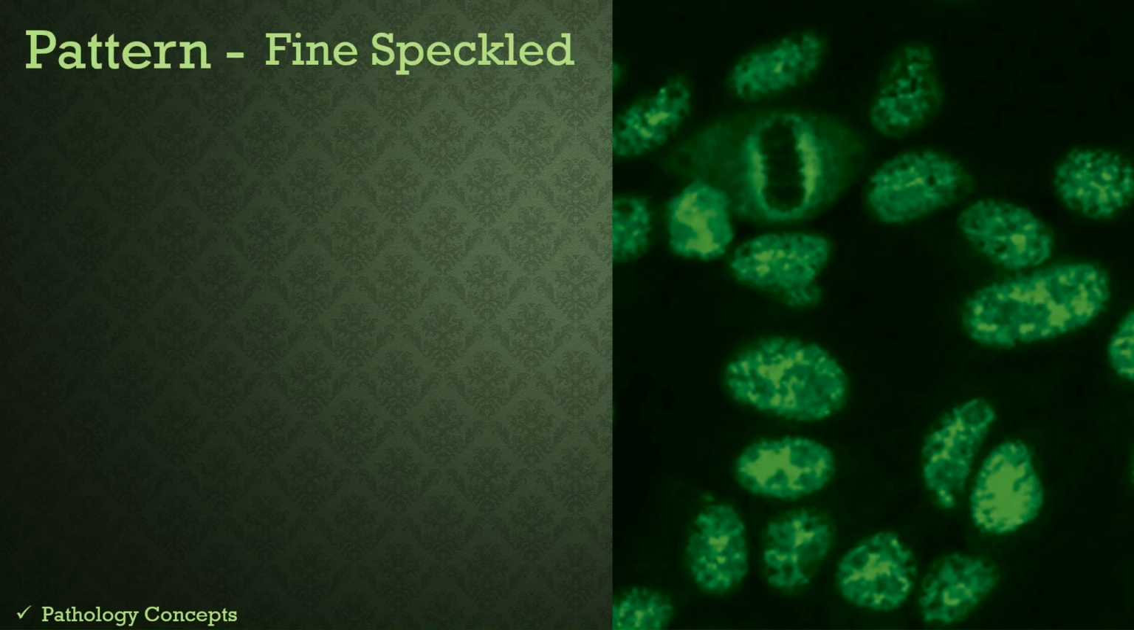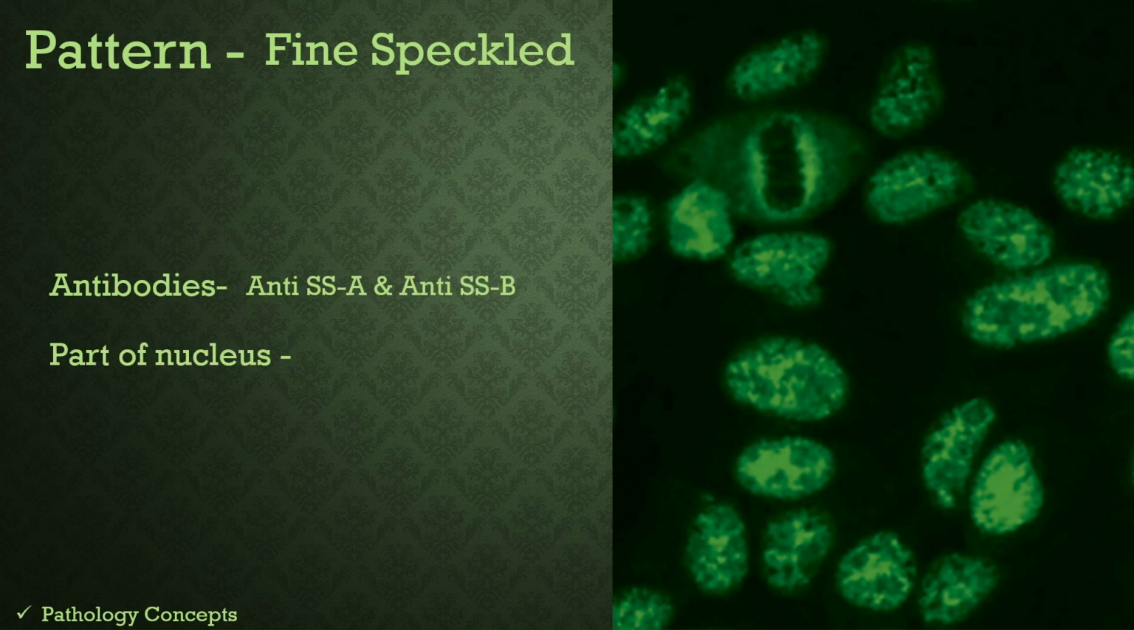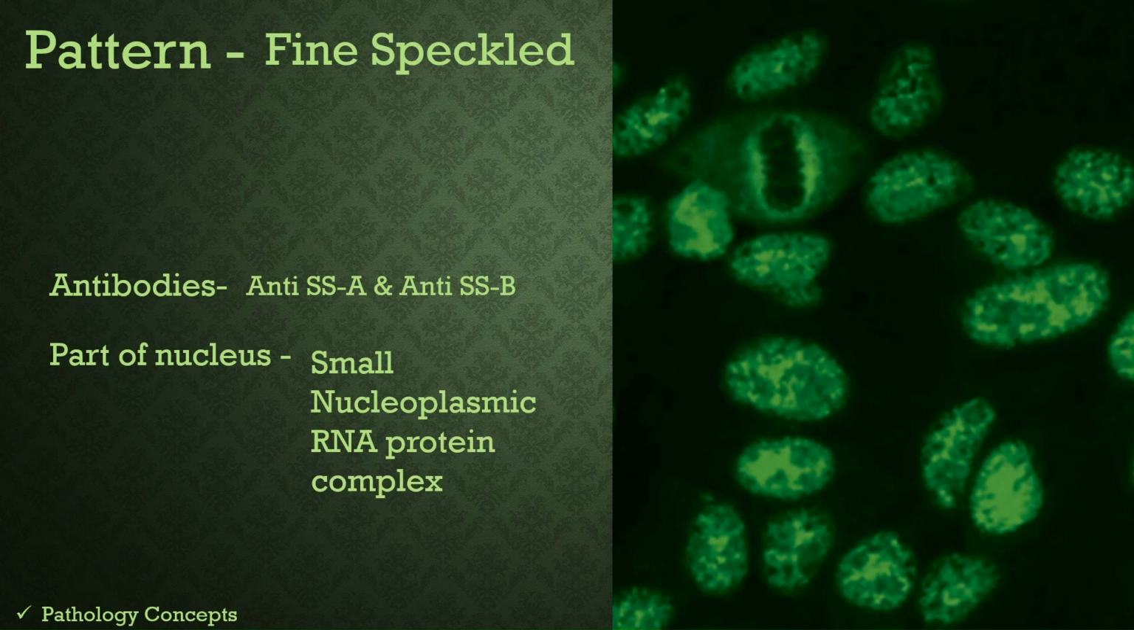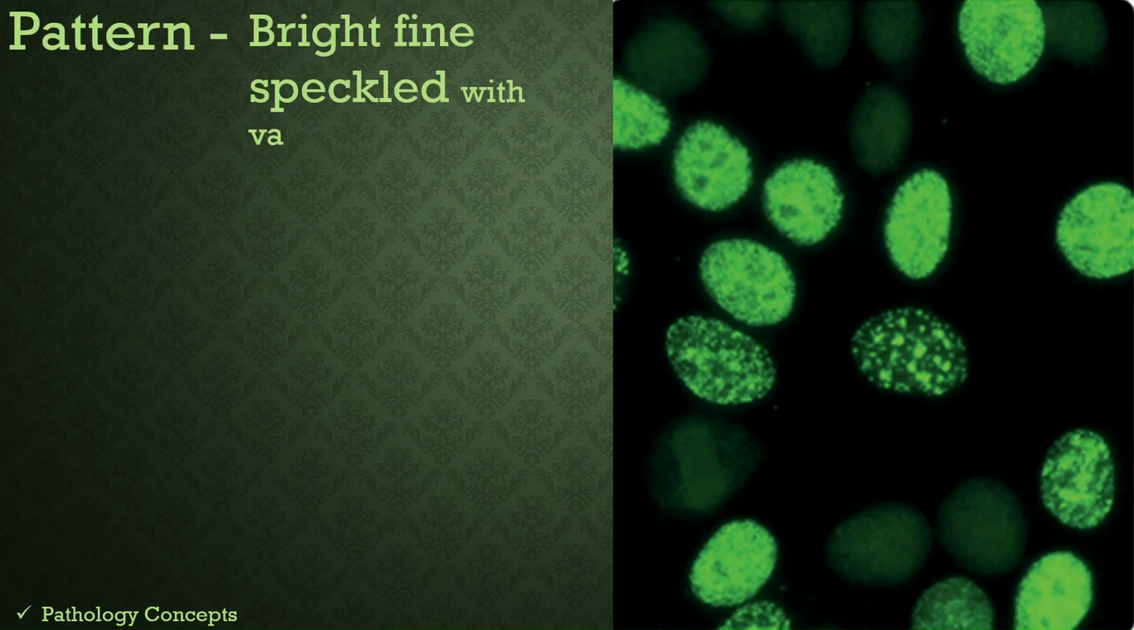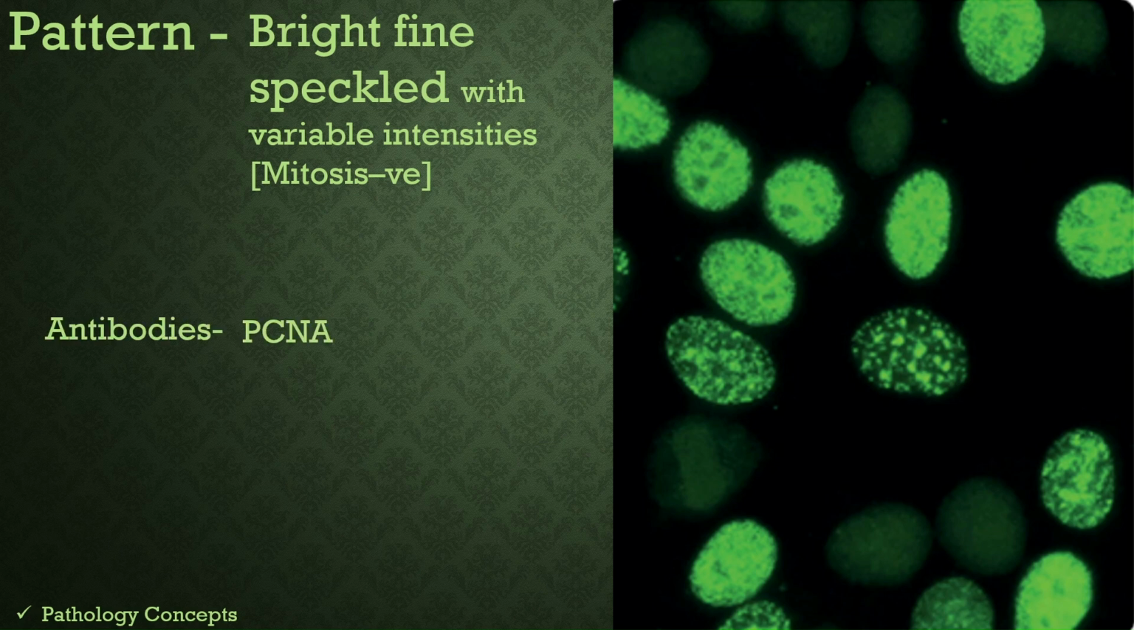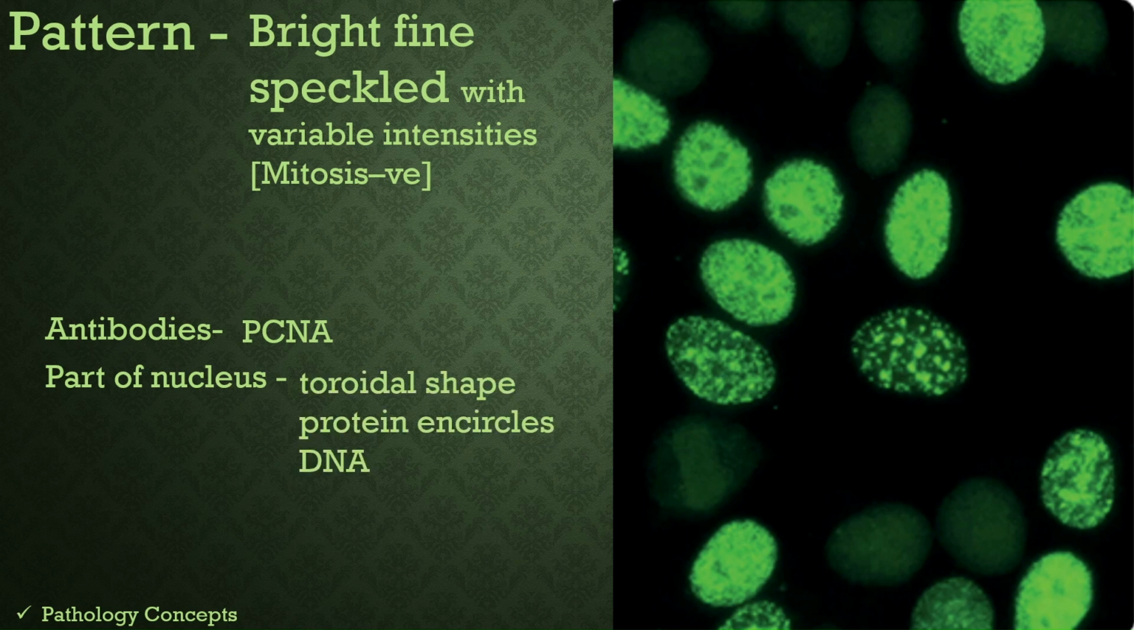Now this is a fine speckled pattern. Antibodies involved are anti-SSA, anti-SSB. Part of the nucleus is small nucleoplasmic RNA complex. Associated diseases are Sjogren and SLE. This is a bright, fine speckled pattern with variable intensities, and mitosis will be negative in this pattern. Antibodies associated are PCNA. Part of the nucleus involved is a toroidal shape protein that encircles the DNA. Associated disease is SLE.